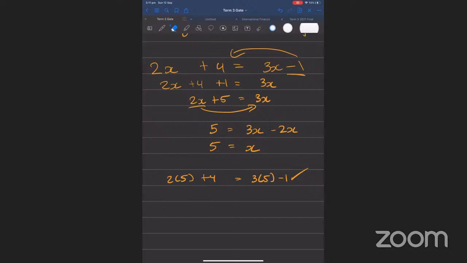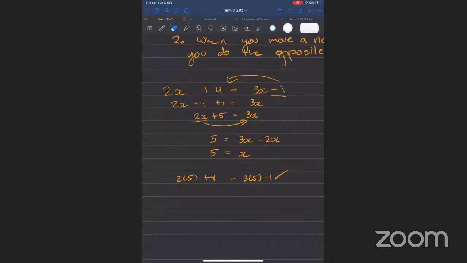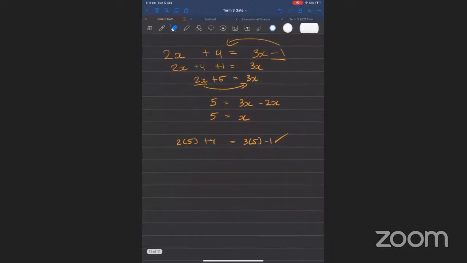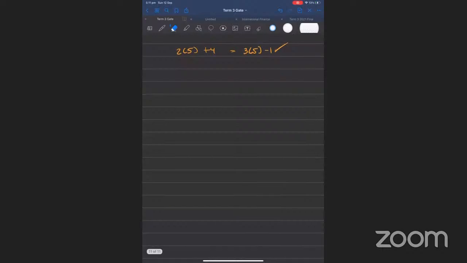3 people got it correct. Good job, guys. Perfect. Okay, next thing I'm going to go through is a revision of volume, right?